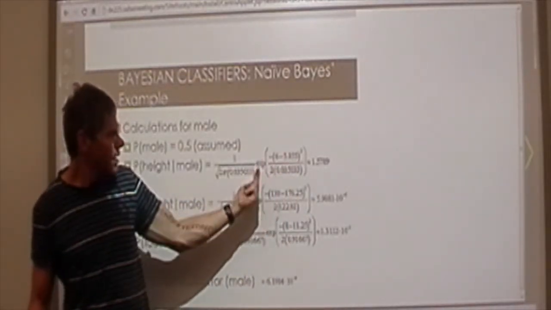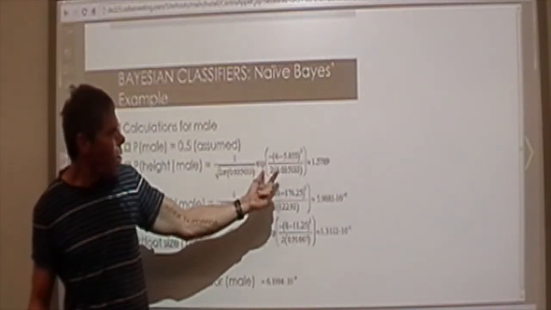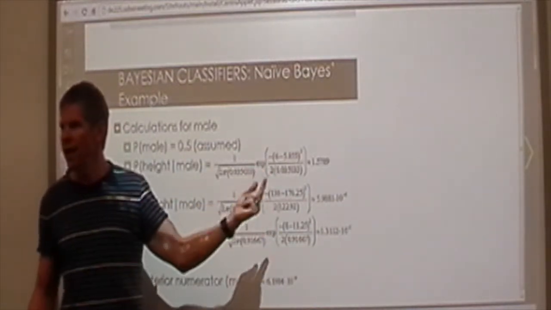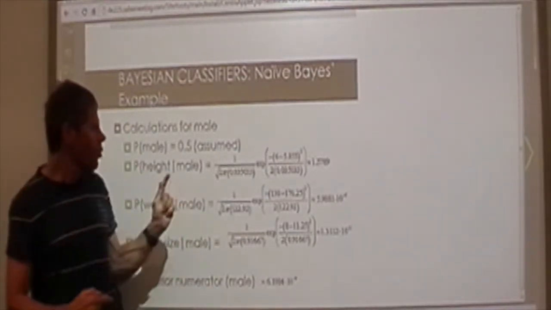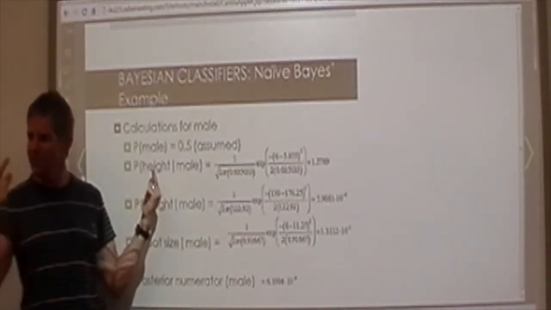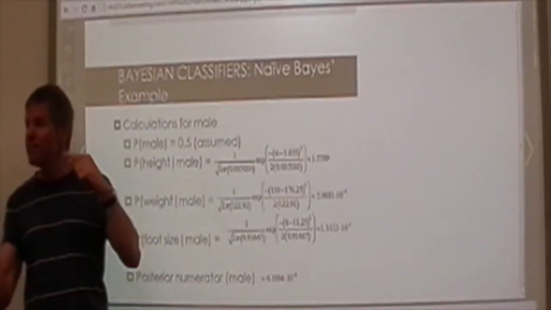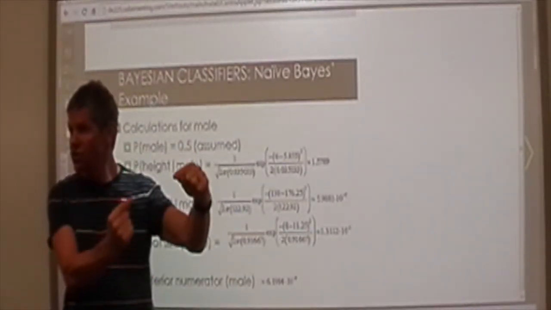And the density function is given by, in this case, x minus the mean squared in the exponential here, over twice the variance. And we're using the values for the male because we're looking for what's the probability that we have a height of 6 feet if we're assuming that the class is male.